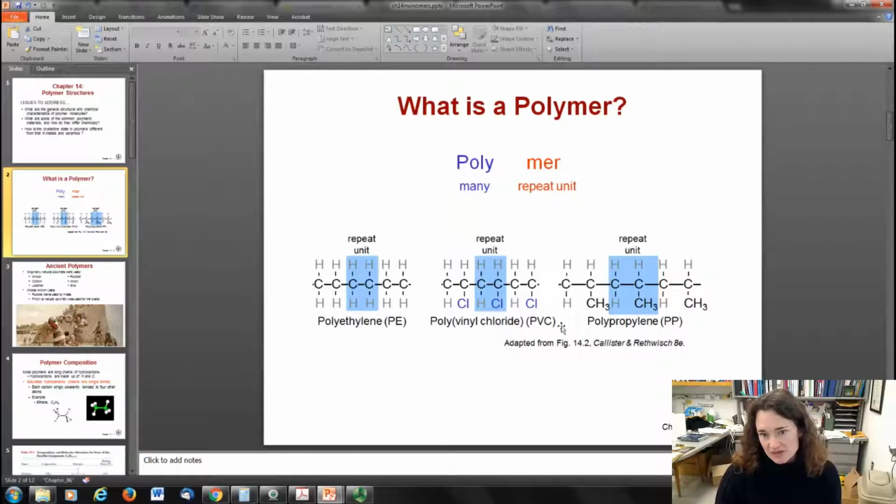Polyvinyl chloride, or PVC: two carbons, three hydrogens and a chlorine, going on and on and on. And polypropylene: two carbons in the chain, three hydrogens attached, and a group on the side that has a carbon and three hydrogens on it. And that goes on and on and on. So you can see that what you've got are these monomers, and then they repeat over and over again into a very long chain, and that's a polymer.